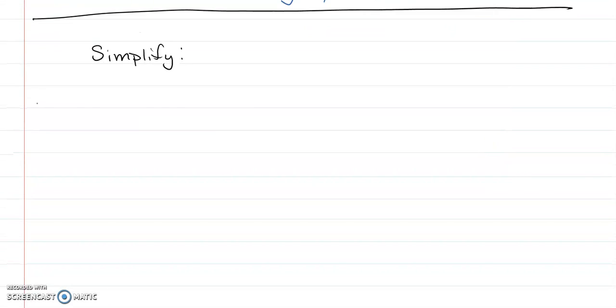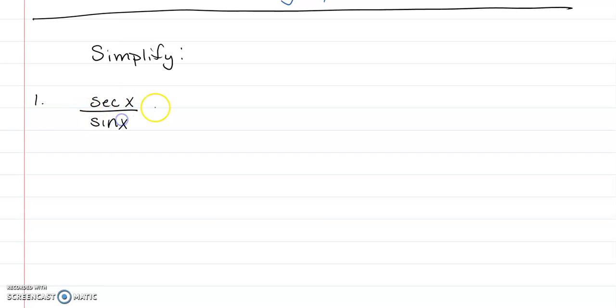For my first example, we're going to simplify secant x over sine x minus sine x over cosine x. I'm going to encourage you to pause the video and think of your strategies. I also want to mention that my approach might be different than yours. It does not mean that your approach is wrong.